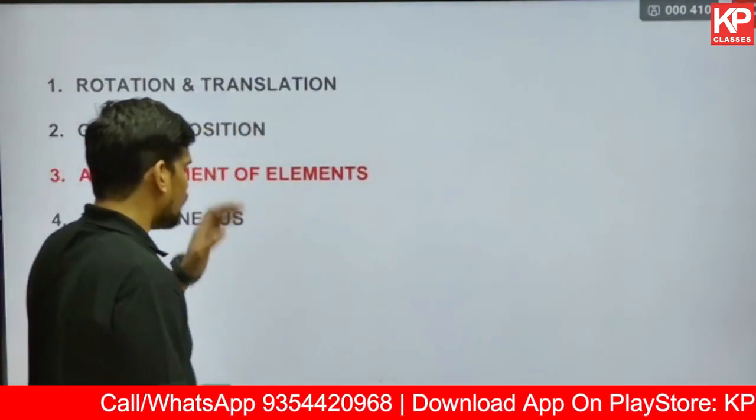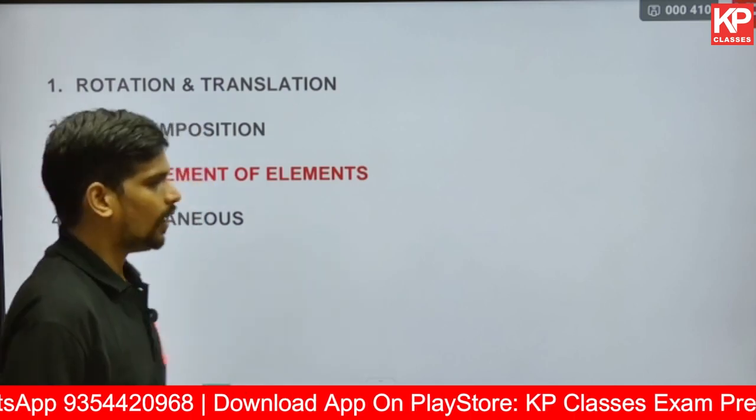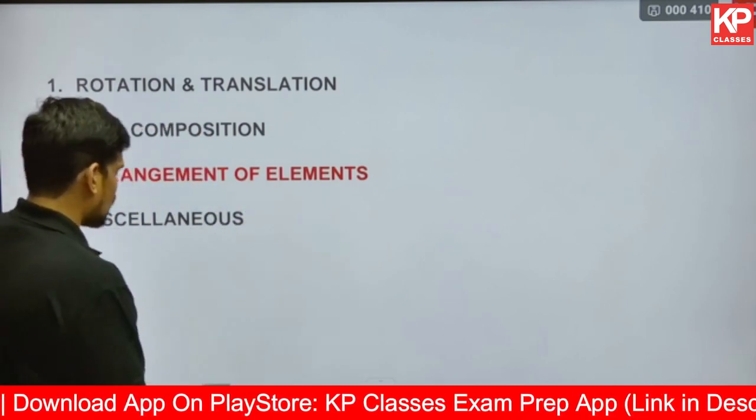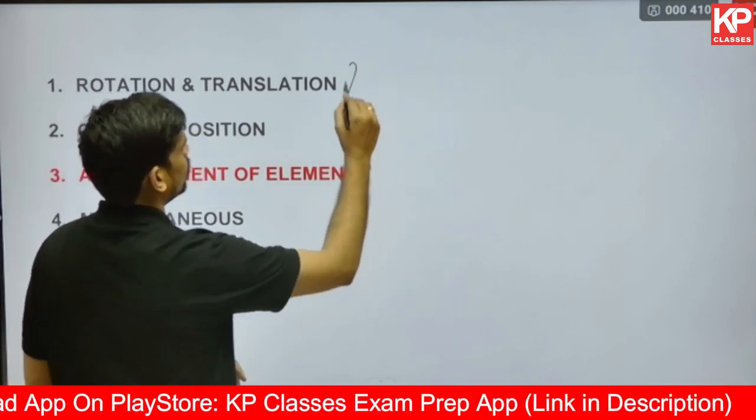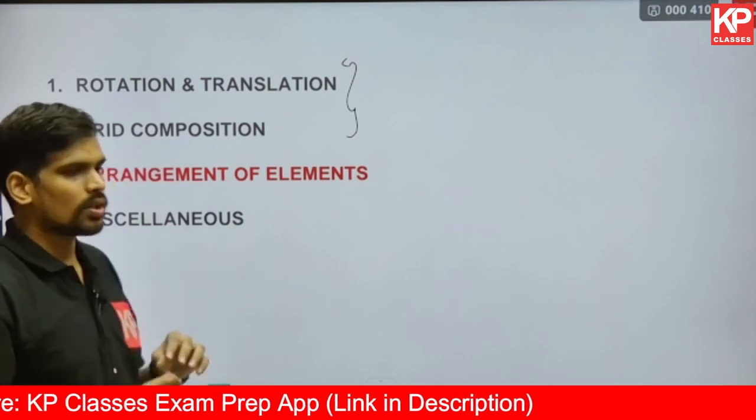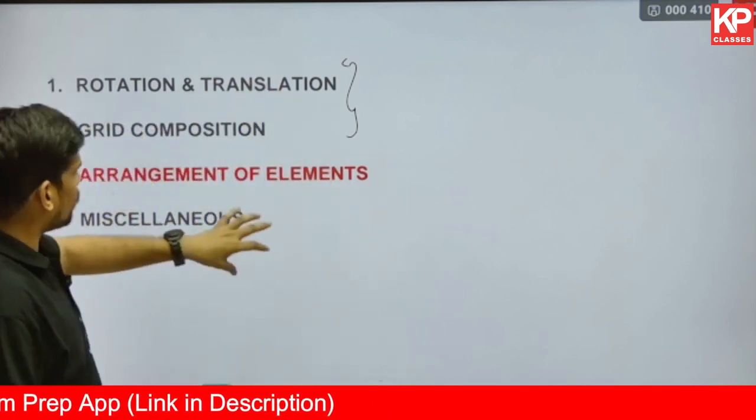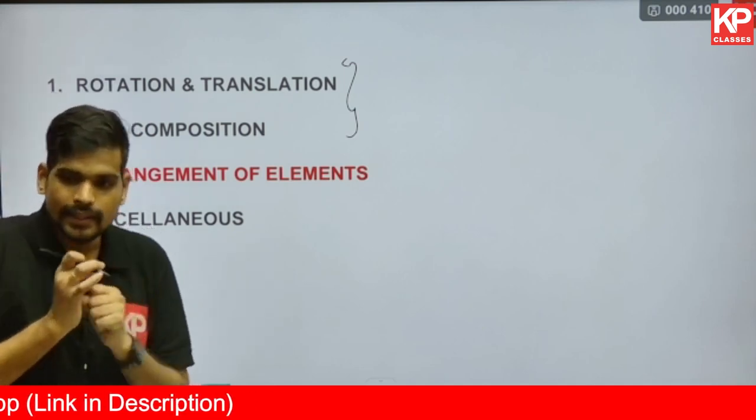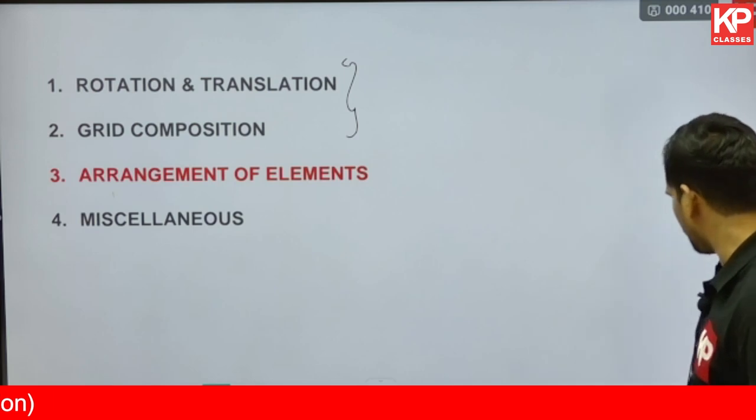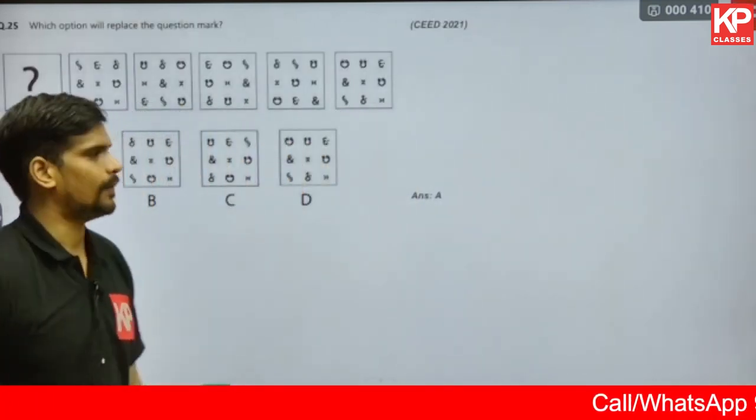Let us now move on to the third model, which is again an important model of questions for this sequence and series: arrangement of elements, which essentially is a combination of these two. In the first one, the objects were rotating or changing in their position. Grid composition is an arrangement in the form of a grid. The next one is a composition, but there's an arrangement of elements in each composition. That arrangement changes. So it is a combination of the first and second, basically. Let us look into some questions of this model as well.